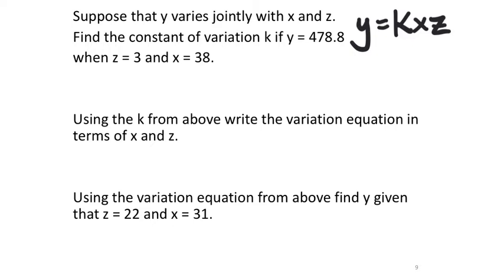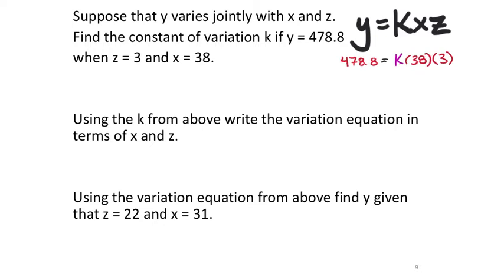So this one we are solving for the k value, which will then help us to solve the other two parts of this problem. So it did tell us the y value is 478.8. We don't know the k value, so it just stays k. The x value, it says, is, I almost said 3, but 38. And then the z value is 3. So we get this equation, which will help us to solve for k.